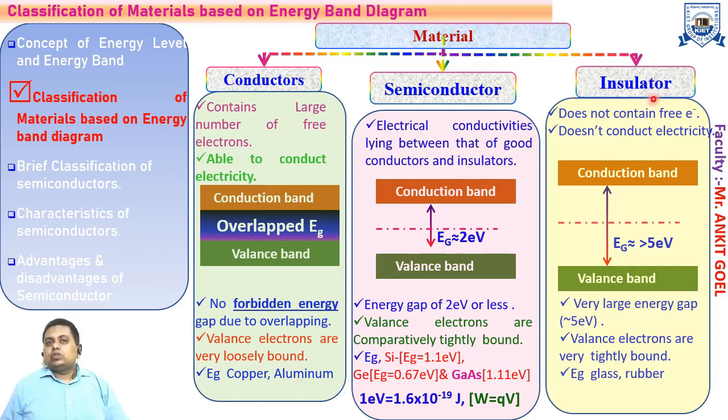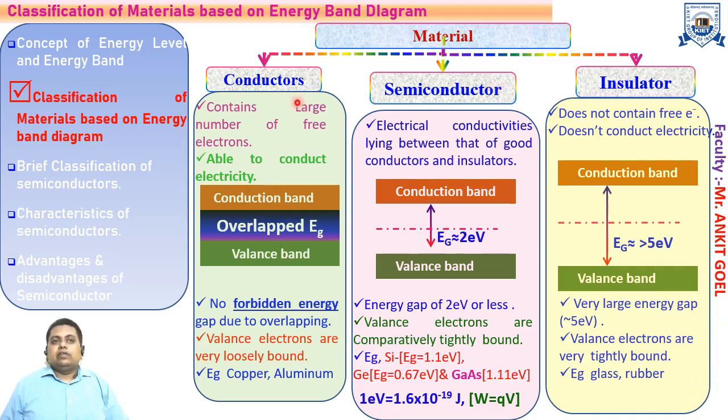If we talk about insulators, there are no free electrons available because there is a very large band gap between the conduction band and the valence band, approximately more than 5 electron volts, and it does not conduct electricity at all. Due to this very large band gap, it behaves as a perfect insulator, and the valence electrons are very tightly bound. Examples of insulators are glass, rubber, and many more materials. Wood is also one example.